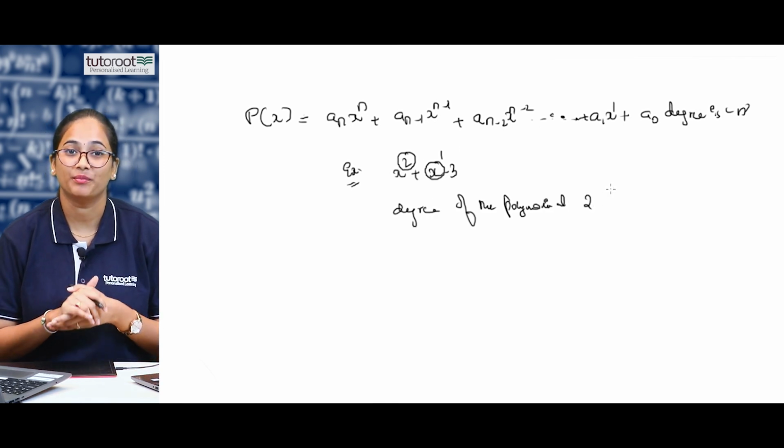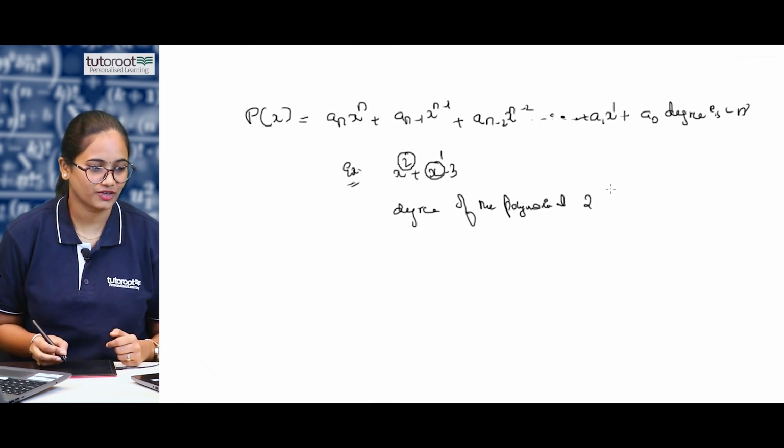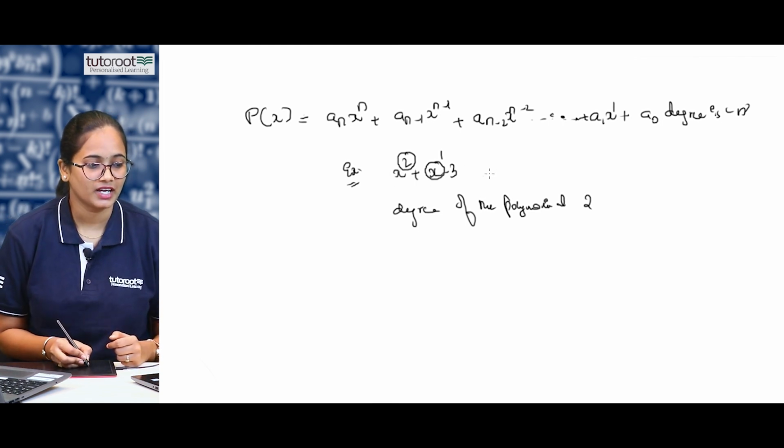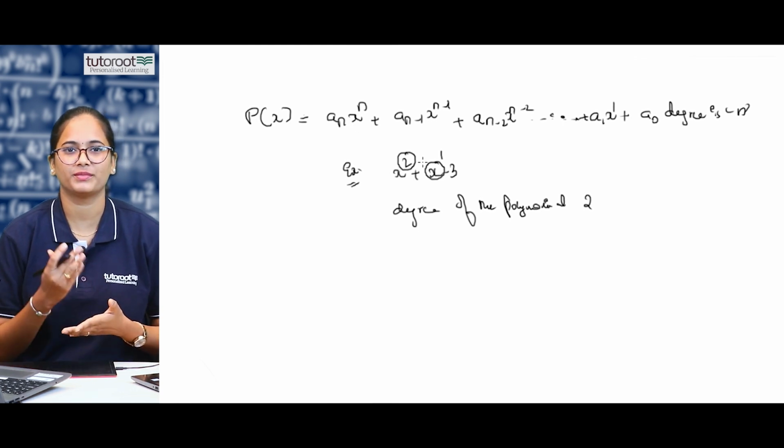Why? Because the term with the highest power of x is 2. So in this term, the highest power of x is 2, right? So the degree of the polynomial is 2.